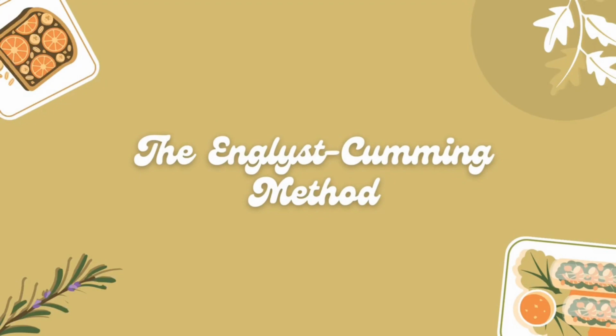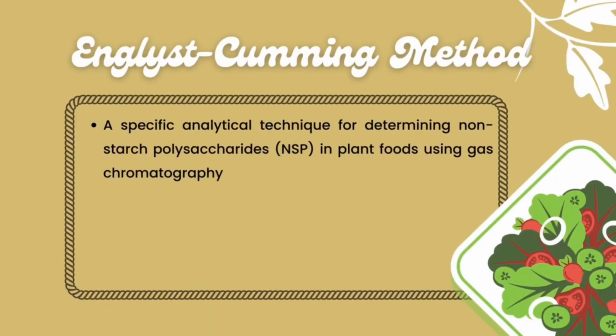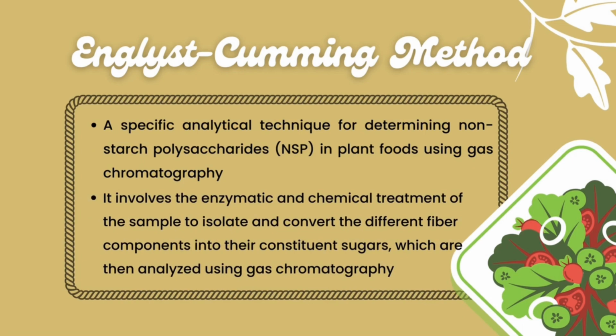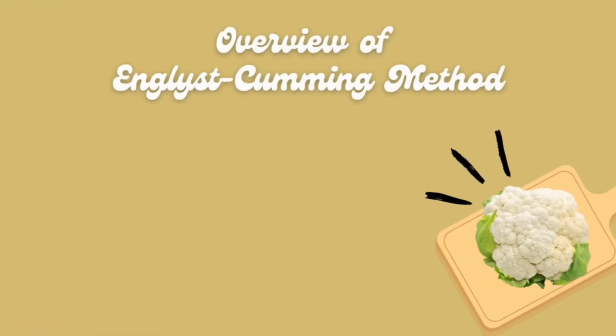Next, the Englyst method. This method is a specific analytical technique for determining non-starch polysaccharides in plant foods using gas chromatography. It involved the enzymatic and chemical treatment of the sample to isolate and convert the different fiber components into the constituent sugars, which are then analyzed using gas chromatography. Here is a step-by-step overview of the method.